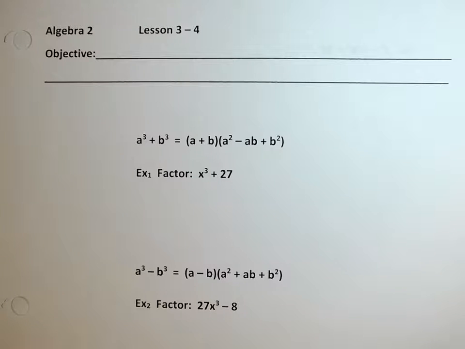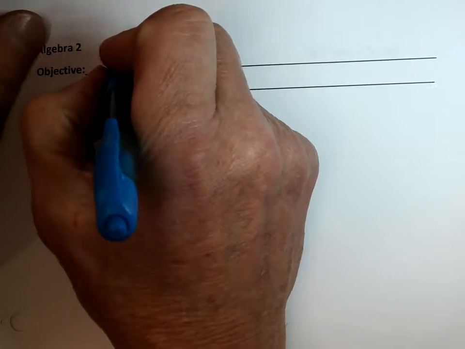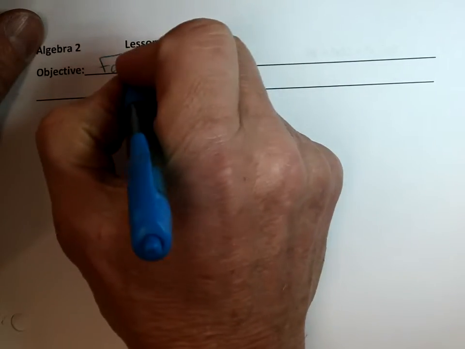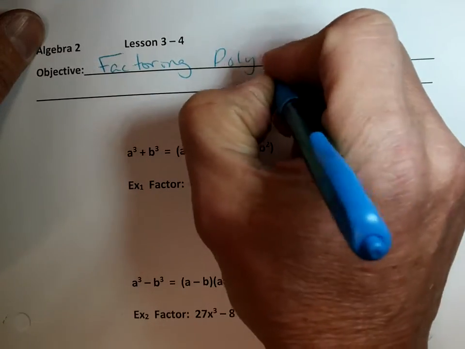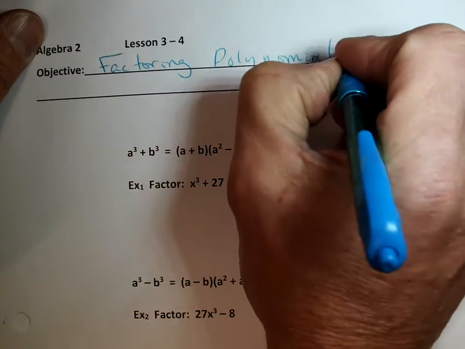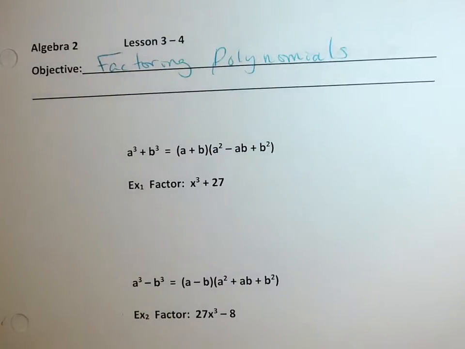Okay, so today what we're talking about is factoring polynomials, all right? These are pretty easy. They really are. This is a new type of factoring that you haven't done, but it's not hard. Trust me on this, okay?